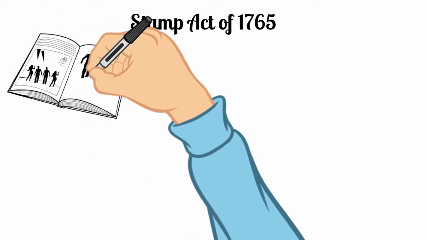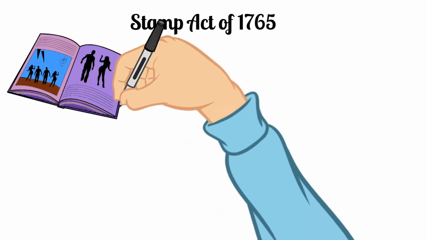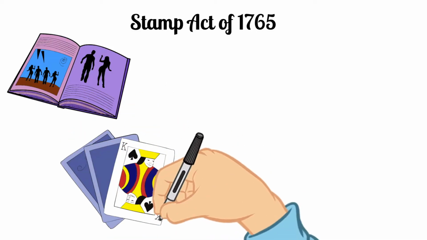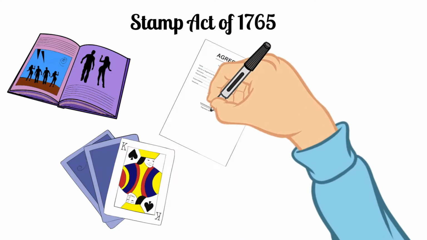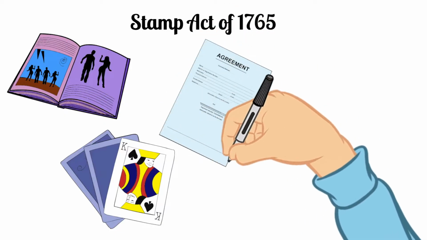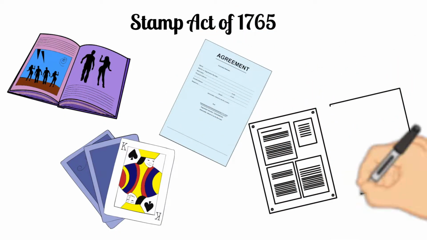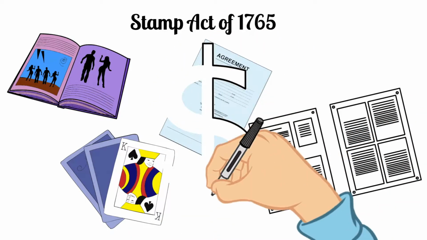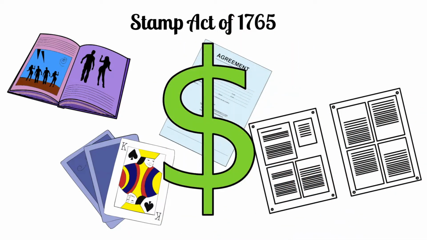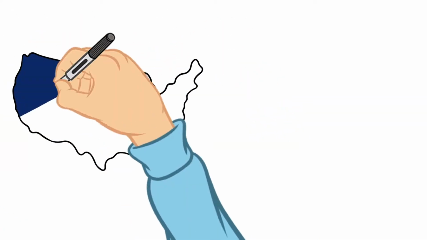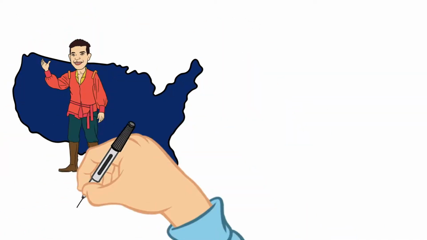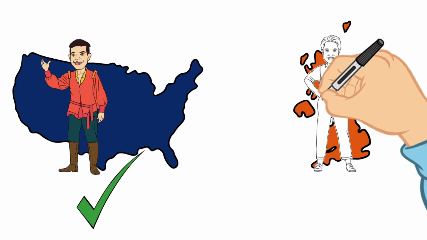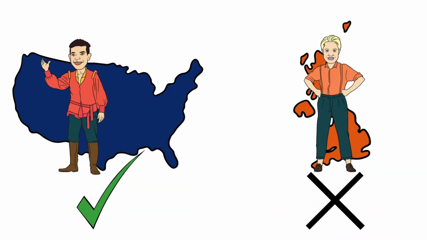1765, which imposed a large tax on any type of printed paper, anything from pamphlets and playing cards to legal documents and newspapers were all taxed heavily. And this tax was unfairly only aimed at the colonists and not any of the mainland British citizens.